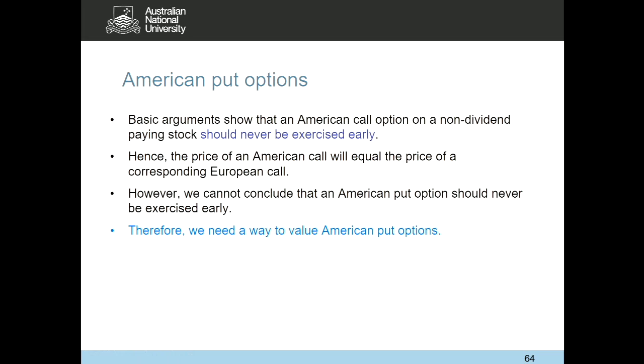Okay? And as I mentioned last week, the American call option should never be exercised early. Okay? So in that sense, we're just going to focus on the American put option because you can exercise the put option early. Right? So I explained that last week.